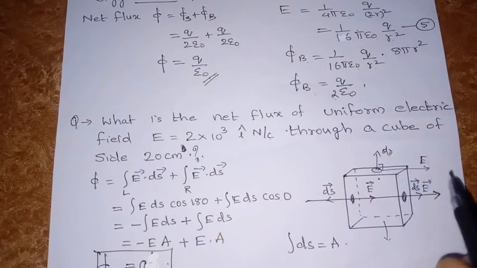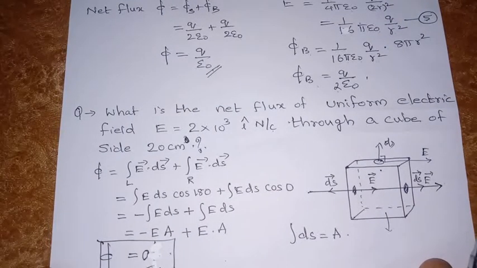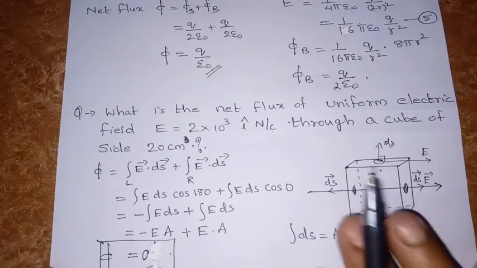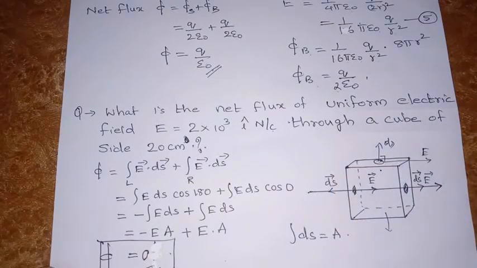So if electric field and area vector are perpendicular, the flux will be cancelled because theta is equal to 90 degree, there will be no flux. So 4 surfaces will not contribute to the flux. The flux contribution is only due to 2 surfaces, left surface and right surface.